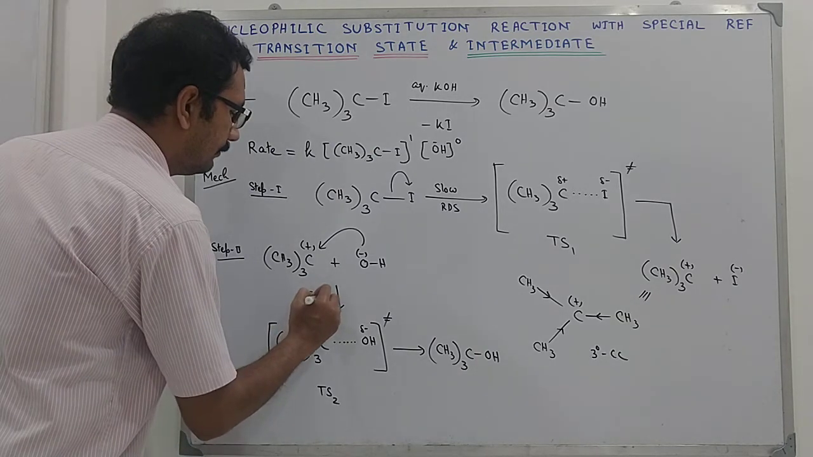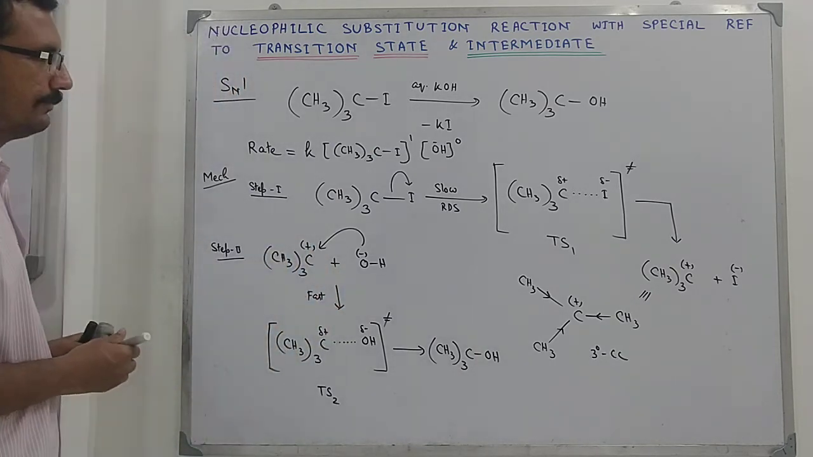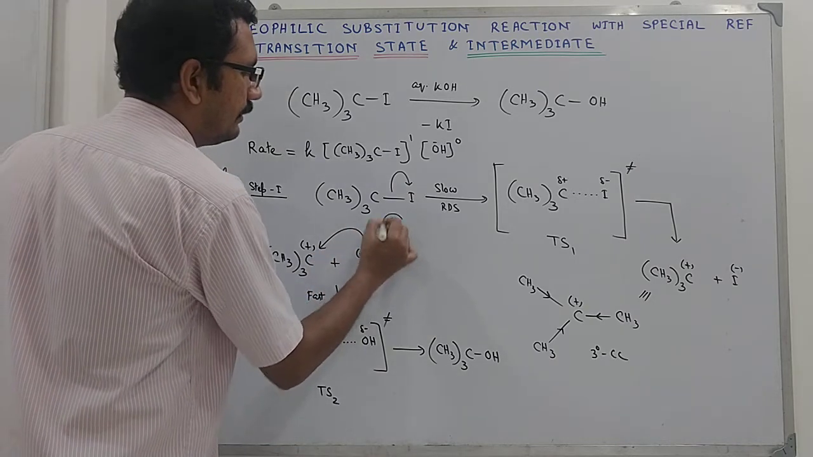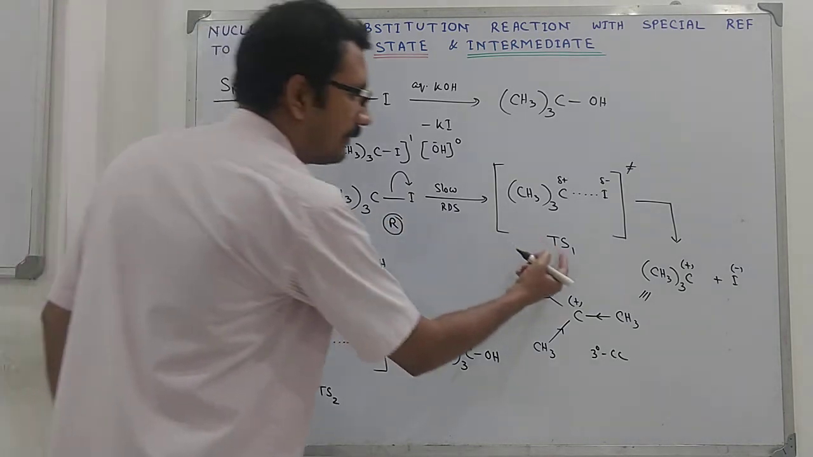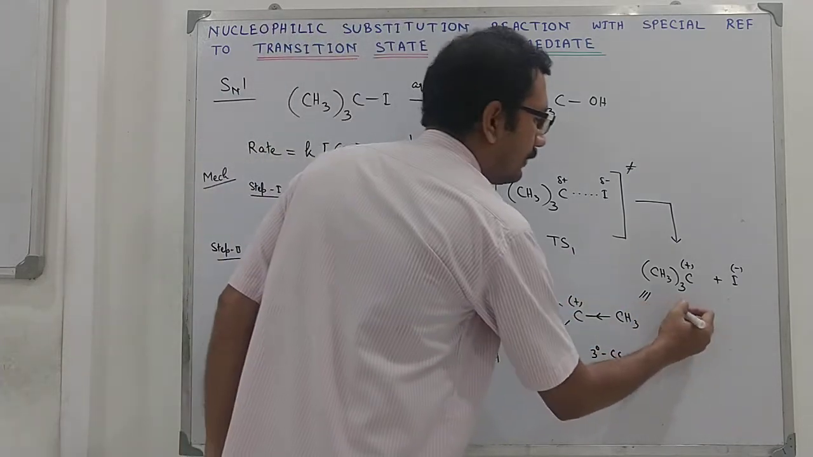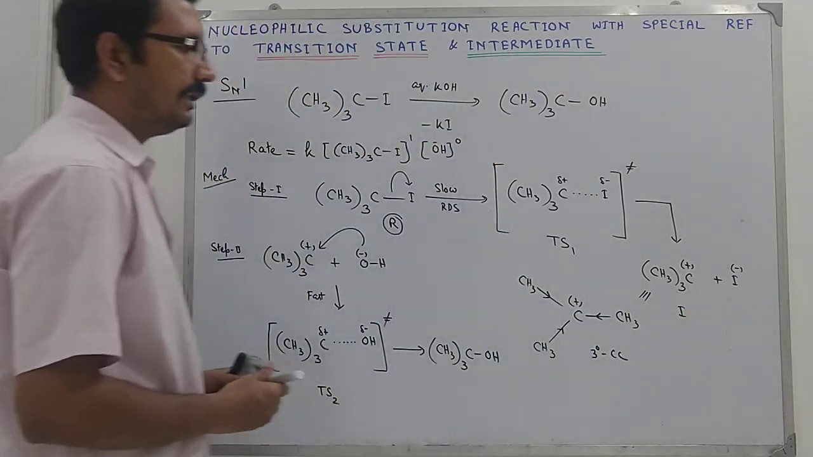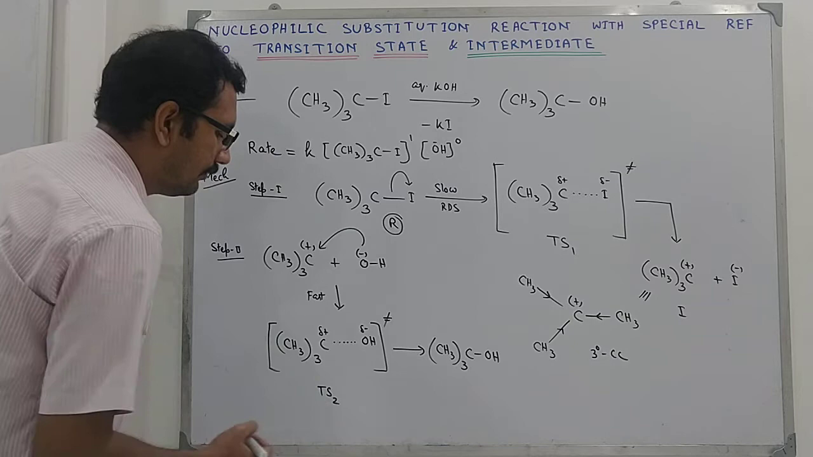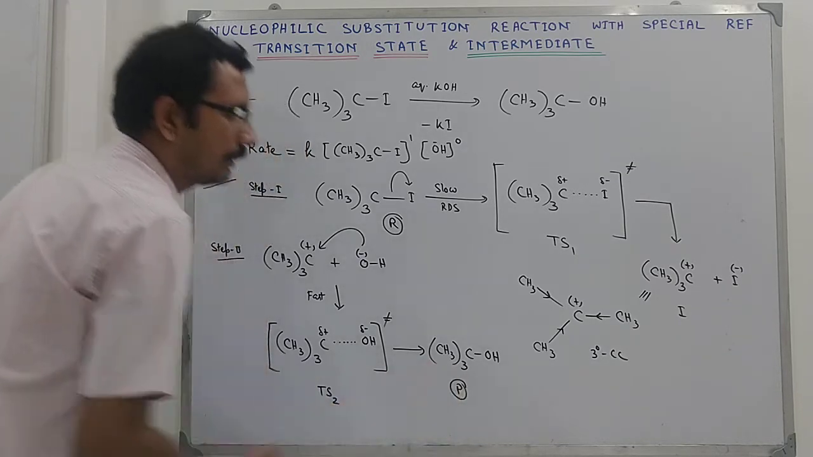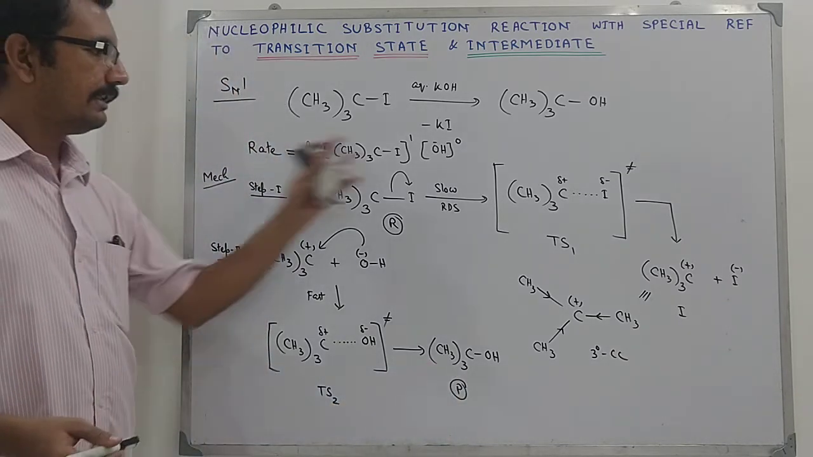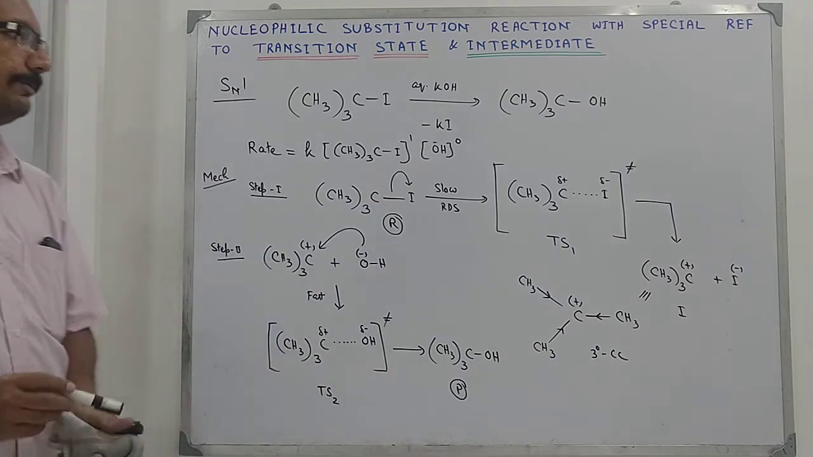Now this is the first step. So this is the reactant, this is transition state 1, this is the intermediate, we have only one intermediate here, this is transition state 2, and this is the product. So the scheme is ready before you.